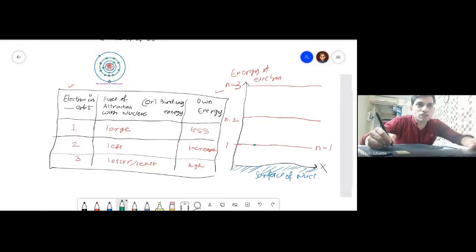Can I have it for the third? Yes, it is possible. Why is it possible, sir? Because the third orbit electron has very high energy, and the attraction with the nucleus is very less. So it can be moved off very, very easily.